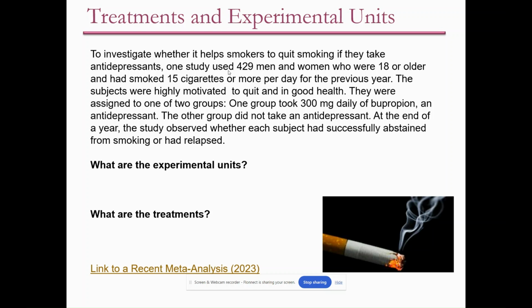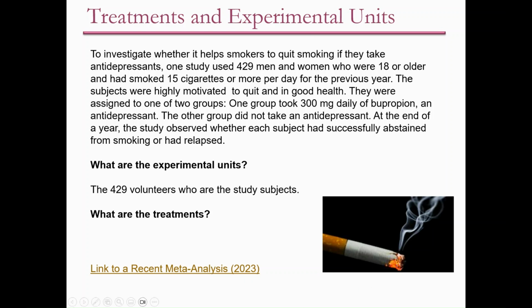So the question is, what are the experimental units? Essentially, what is the group that we are applying the treatments to? And that is the 429 volunteers who are the study subjects. And then, second, what are the treatments? The treatments here are whether they received bupropion or not.